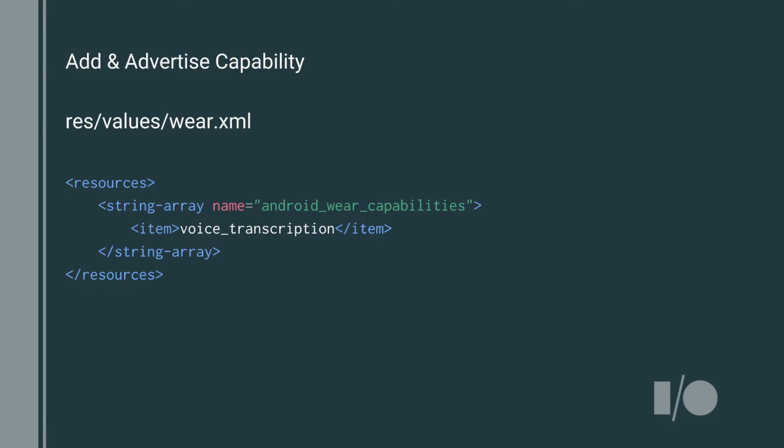Okay, but how do we advertise this capability? And you might think, oh God, how do I have to check for whatever? No, it's that easy. You just create a new XML file in your advertising node. You create a res/values/wear.xml file that contains a string array named android_wear_capabilities. And then you can add a list of strings that represent a particular capability. And it's up to you. You define this. You can call it hello world, you can call it whatever. Let's say in this case we do voice transcription.